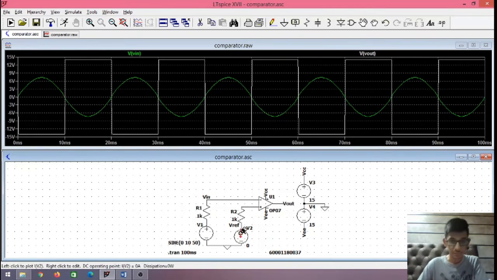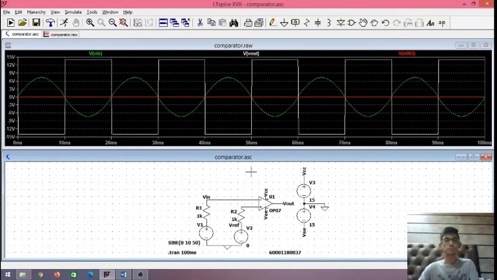As we see that our Vref is 0, so as soon as the signal reaches the 0 point, it goes from positive to negative, and similarly our output switches. So this is what a zero crossing detector is.